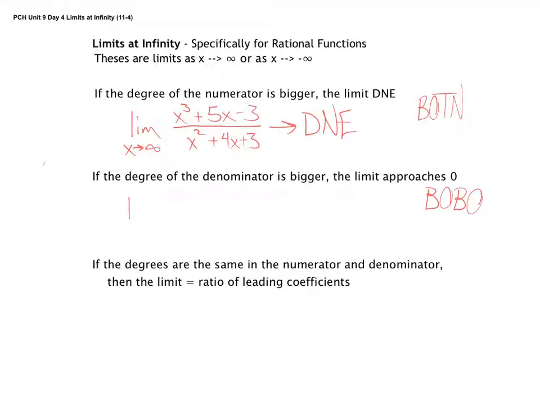All right, so we have the limit as x approaches infinity of, let's say it's x squared plus 4x plus 3 over x cubed plus 5x minus 3. And because the denominator has the bigger degree, this whole thing is going to approach 0. Okay? So is this just used as the limit is infinity? Yes, this is just for when x is approaching infinity or negative infinity.